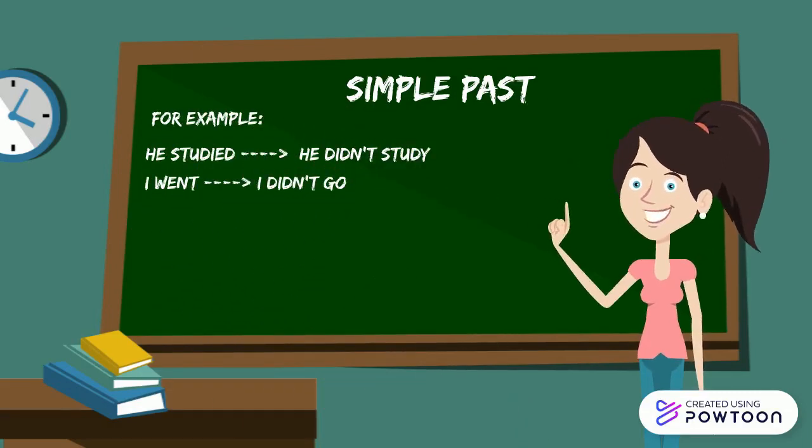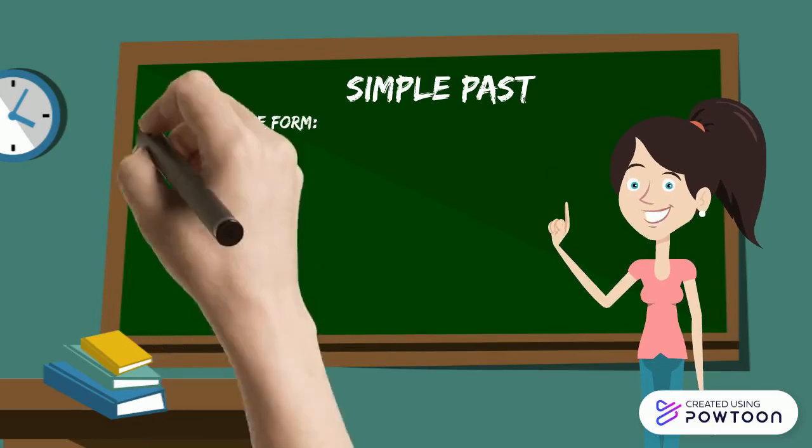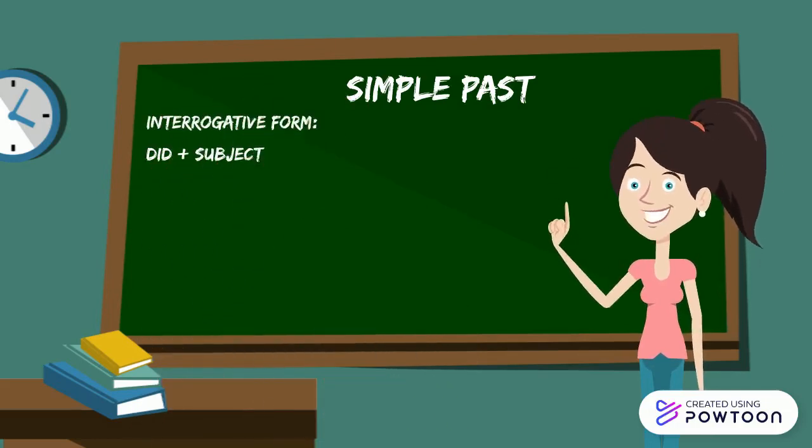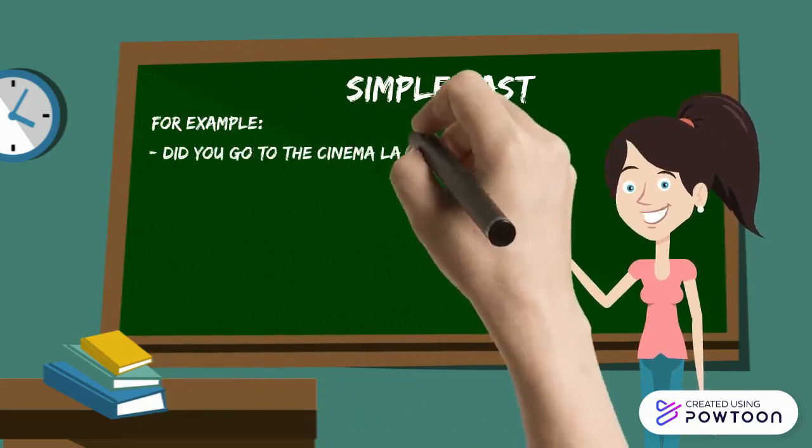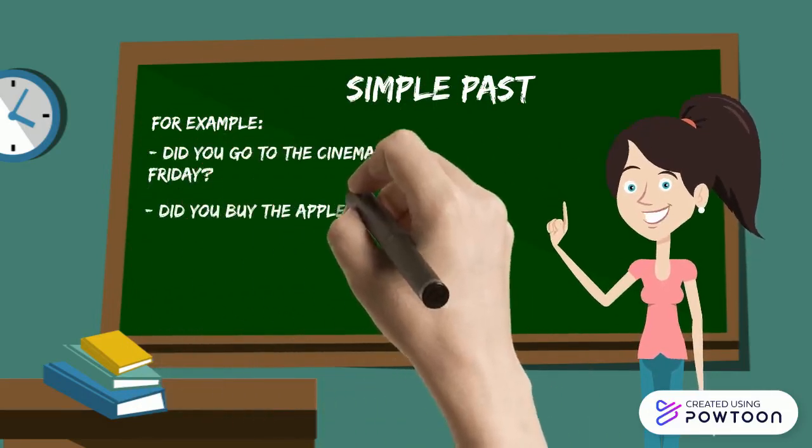In the interrogative form, we put did before the subject. After the subject, we use the infinitive form. For example, did you go to the cinema last Friday? Did you buy the apples?